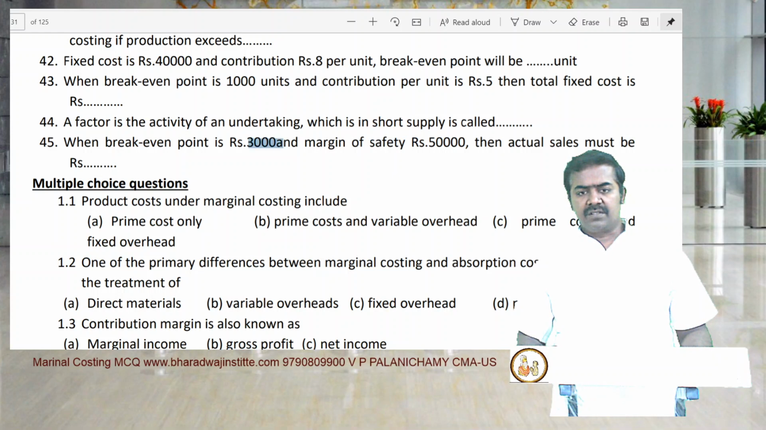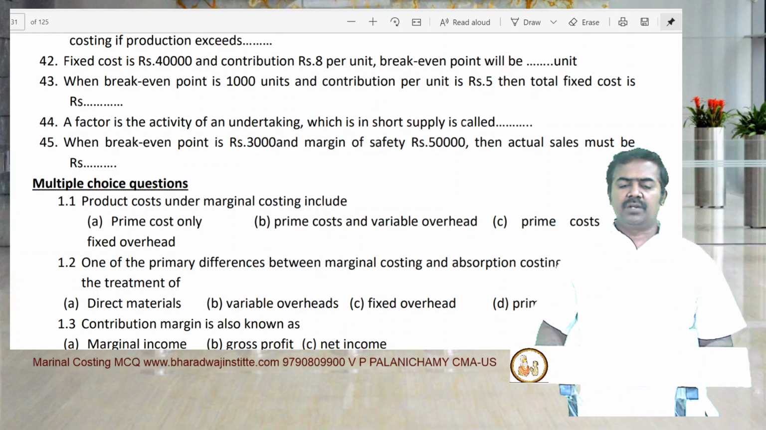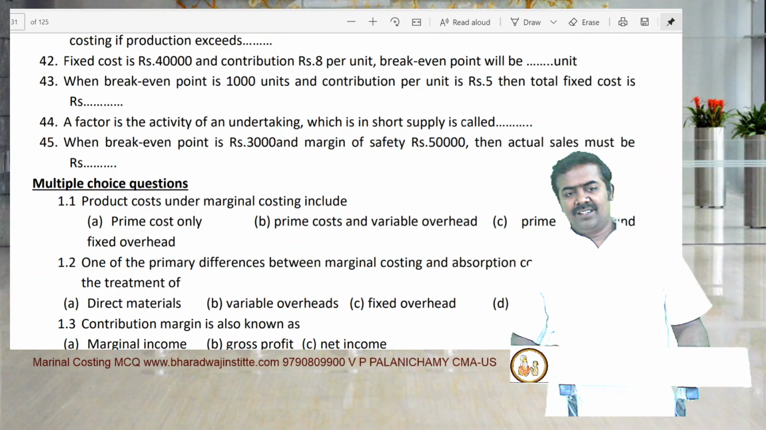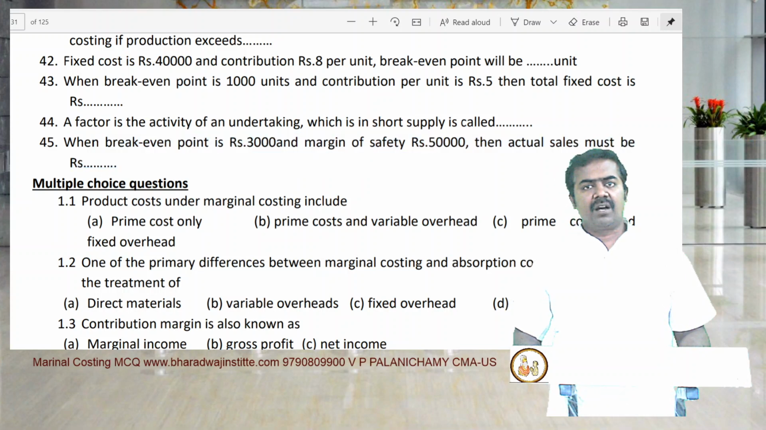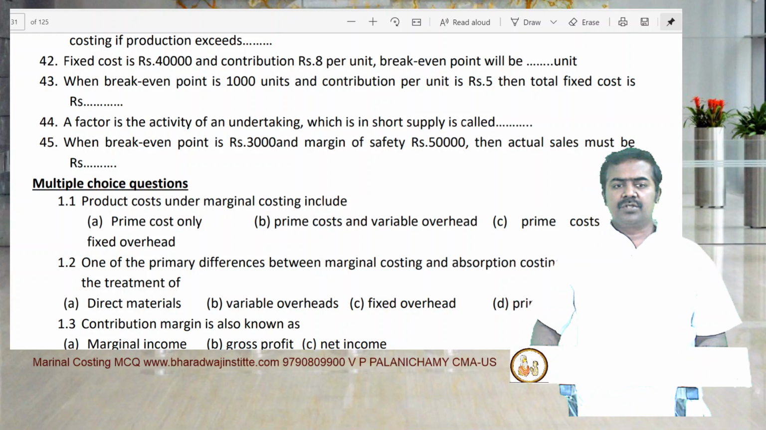Break-even point is rupees 3,000. Margin of safety is 50,000. Then actual sales must be 53,000. Right? Actual sales minus break-even point will give us margin of safety. So 3,000 is break-even point. Margin of safety is 50,000. So actual sales must be 53,000.